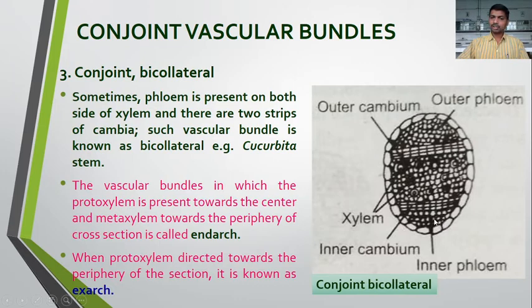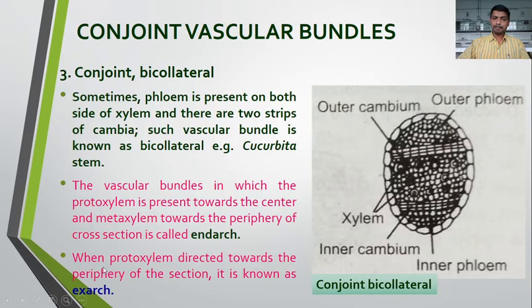The vascular bundle in which the protoxylem is present towards the center and metaxylem towards the periphery of the cross section is called endarch. So protoxylem is made of small diameter vessels, and those xylem which possess large diameter vessels are called metaxylem. Meta large, proto small. So that which possesses small diameter vessels is protoxylem, and that which possesses large diameter vessels is metaxylem. So the condition is that in the vascular bundle, if protoxylem is present towards the center and metaxylem towards the periphery, then such an arrangement of the xylem is called endarch.